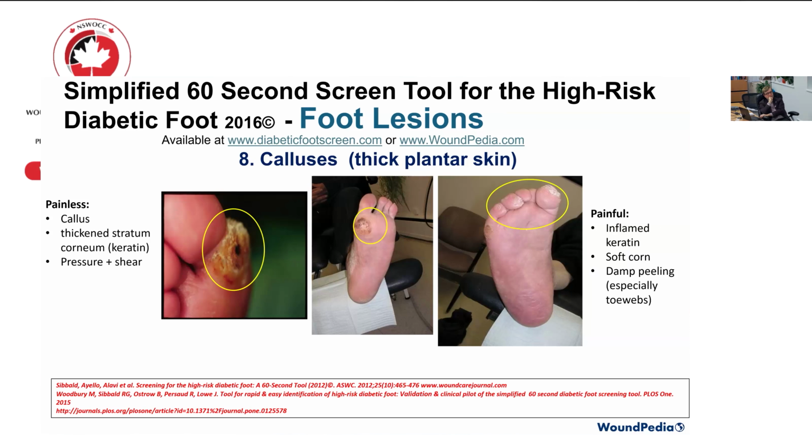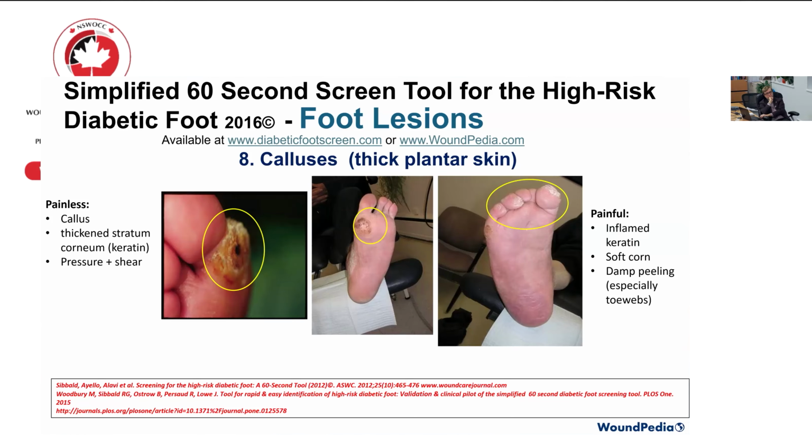This is callus, and callus is a response to pressure, and thickened stratum corneum or keratin. Pressure or shear may be playing a role here, but mostly pressure. And they can be painful, as can a Charcot joint, but not always.